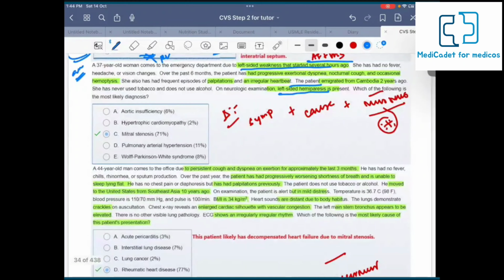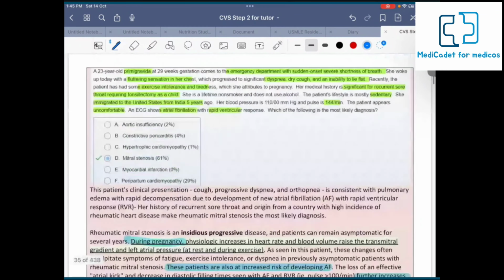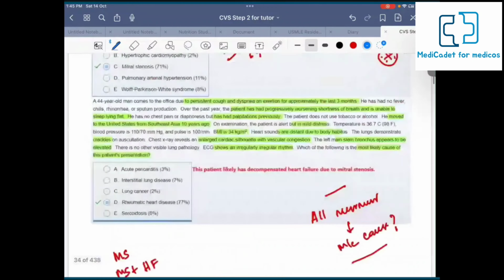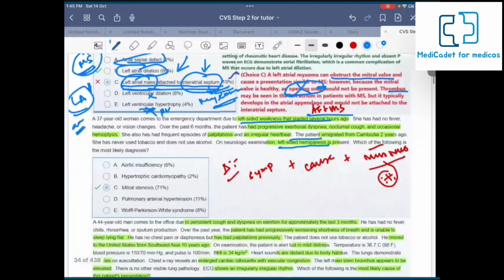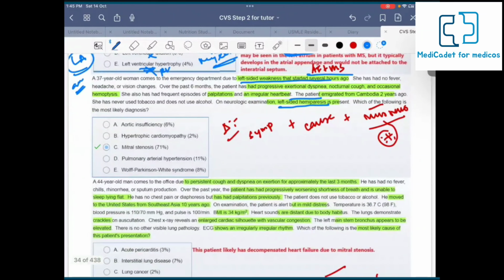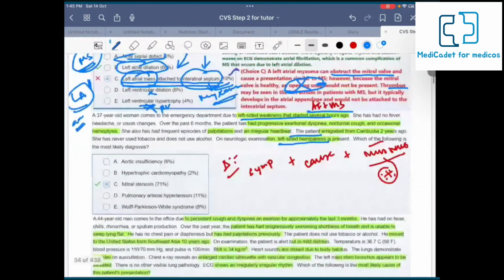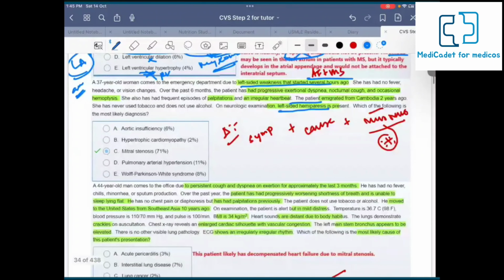Okay. So can you tell me what are the clues for the left atrial myxoma? Yeah, sudden cardiac death. And you will see the echocardiogram finding as well. Mostly that will be the clue. Okay, so we'll move on to the next question. I just want to finish two more pages at least.